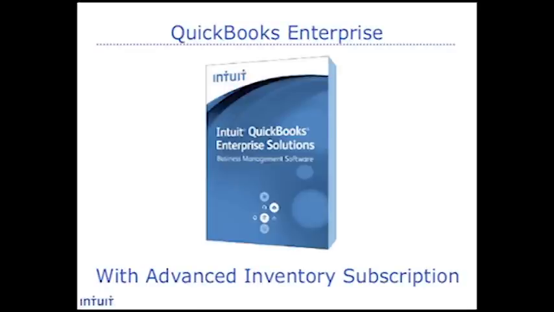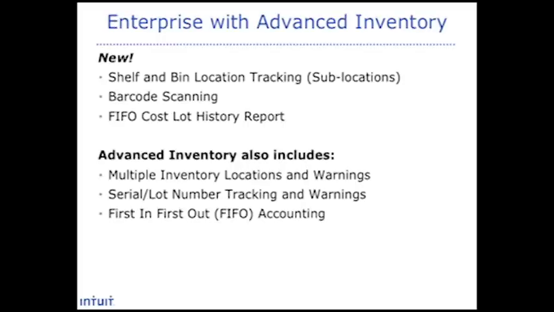Okay, so now you guys should be seeing QuickBooks Enterprise with Advanced Inventory subscription. So that's the part that we're at right now. Now, Advanced Inventory came out in 2011. It's an add-on subscription to QuickBooks Enterprise Solutions only. In 2011, it came out with the ability to track inventory in multiple locations, so multiple warehouses, multiple trucks, multiple spots in the warehouse. 2012, they added serial or lot number tracking and the ability to track your inventory on a FIFO costing basis rather than average cost.